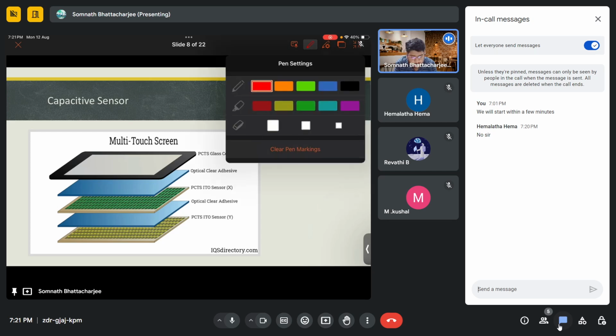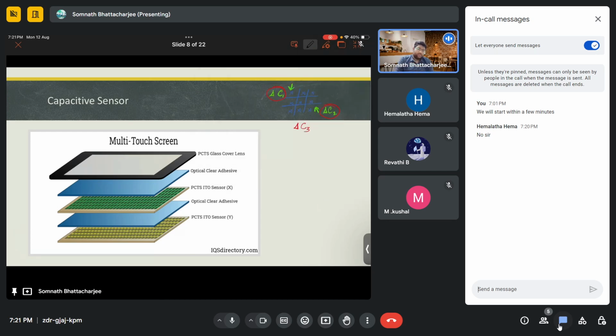Let me give you an example maybe. So what happens in an LED display? An LED display is an array of devices. Let's say we have a 3 by 5 array of these devices, what will happen? Each LED works independently.